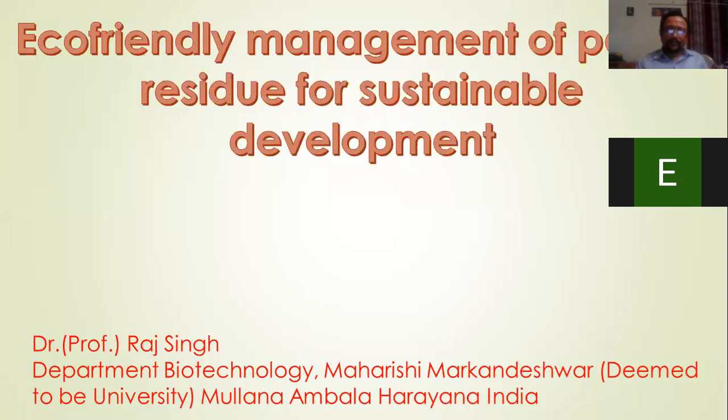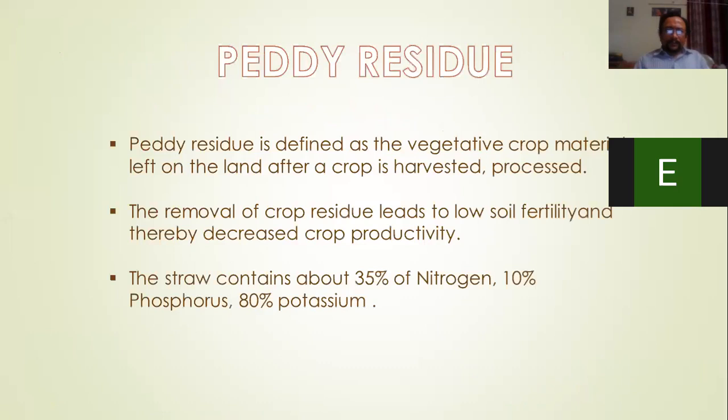Today we have discussed the eco-friendly management of paddy crop residues for sustainable development. Paddy crop residue is defined as the vegetative crop material left on the land after a crop is harvested and processed. The removal of crop residues leads to low fertility, thereby decreasing crop productivity. The straw contains about 35% of nitrogen, 10% of phosphorus, 80% of potassium.